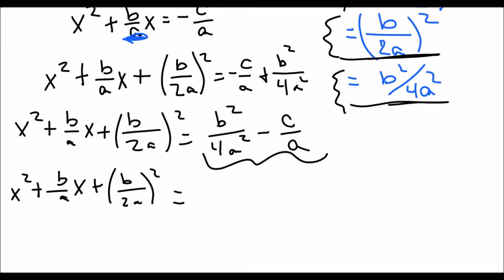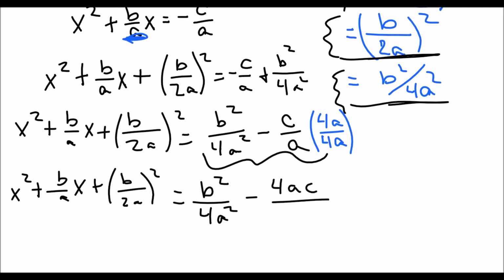and now what I'm going to do for this side to combine these is find the LCD, which is basically just the 4a squared. So I'm going to multiply this last term by 4a over 4a, which is essentially multiplying by 1. And what you do to the top of the fraction, you have to do to the bottom of the fraction. So that's going to leave us with b squared over 4a squared, that term doesn't change at all, minus 4ac all over 4a squared, which of course can be combined into one fraction.